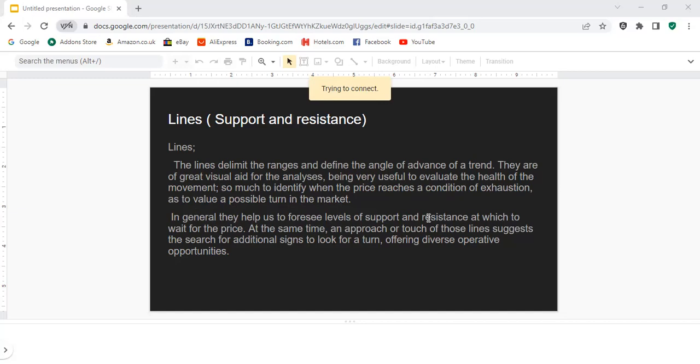The lines help us to foresee, you know, trading is about predicting the next move, actually to profit from it, right? So the lines actually help to foresee support and resistance at which to wait for the price. An approach or touch of those lines suggests the search for additional signs to look for a turn, offering diverse operative opportunities, right?